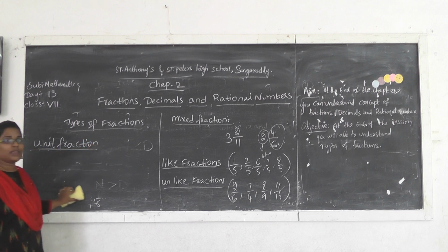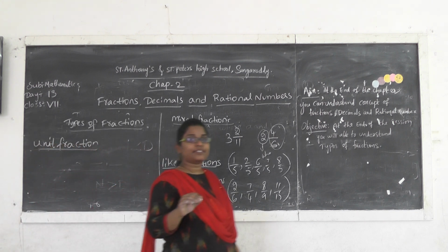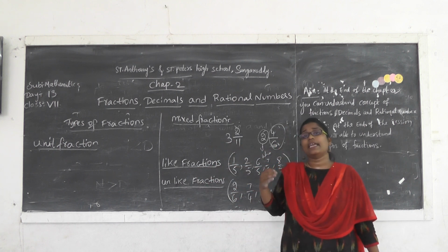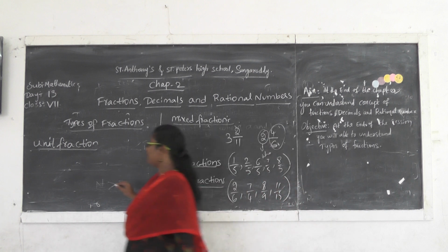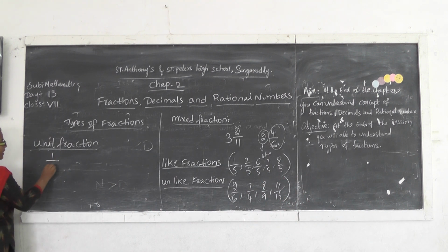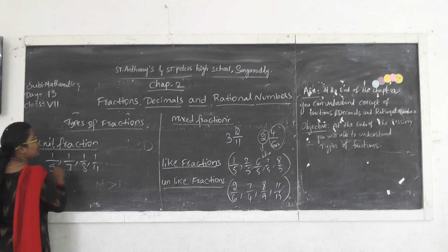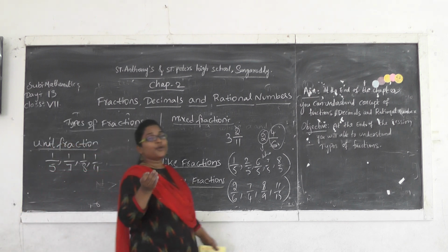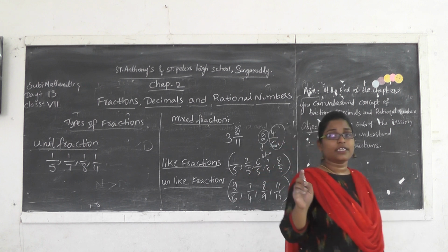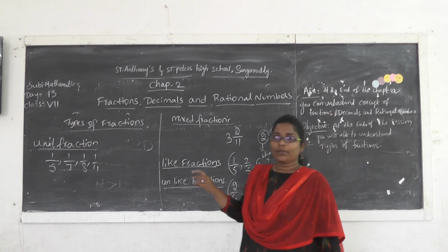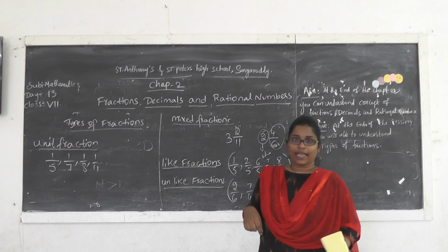So what is meant by unit fraction? Unit fraction is nothing but where the numerator will be 1 with any other denominator. 1 by 5, 1 by 7, 1 by 8, 1 by 11. This order comes under unit fraction. What is meant by unit fraction? Unit fraction is nothing but the fraction with numerator 1 with any other denominator.